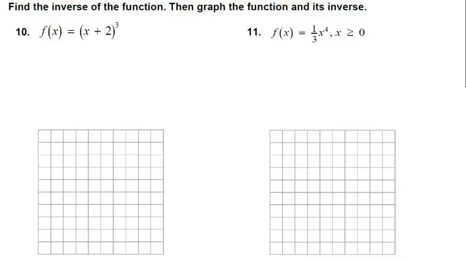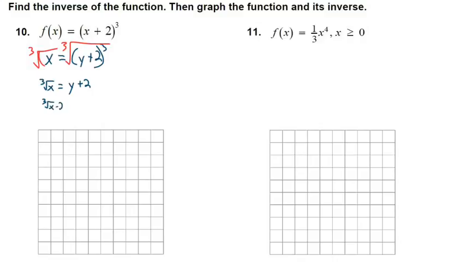Okay, this is find the inverse of the function, then graph the function and its inverse. So f of x, again, switch x and y. We'll start off with x equals y plus 2 to the third power. In order to get it over there, you third root it. So that is the third root of x equals y plus 2. And if we subtract 2, that's the third root of x minus 2 equals y.